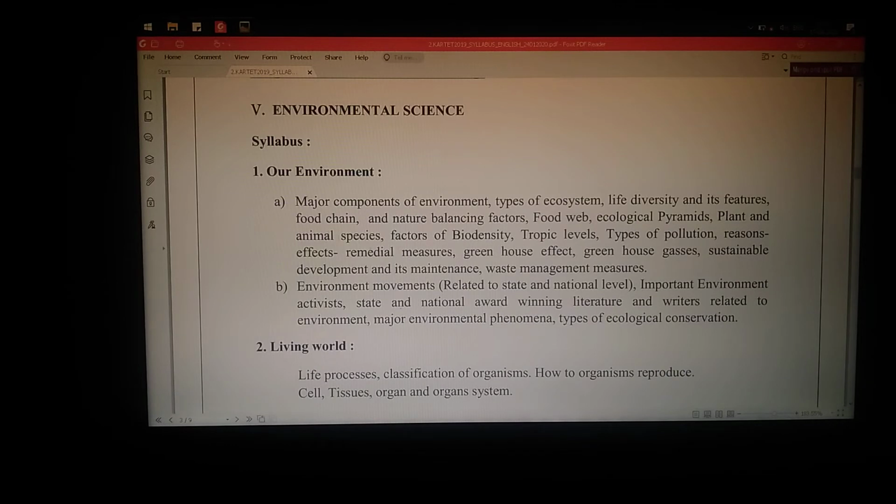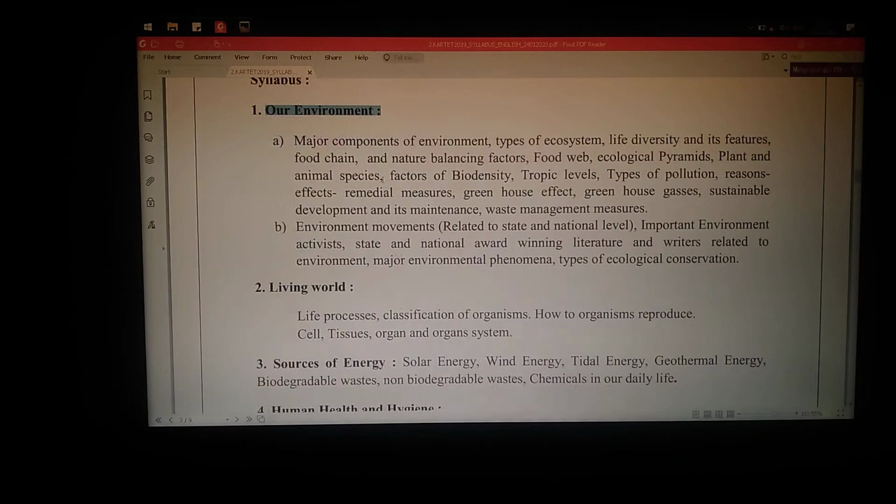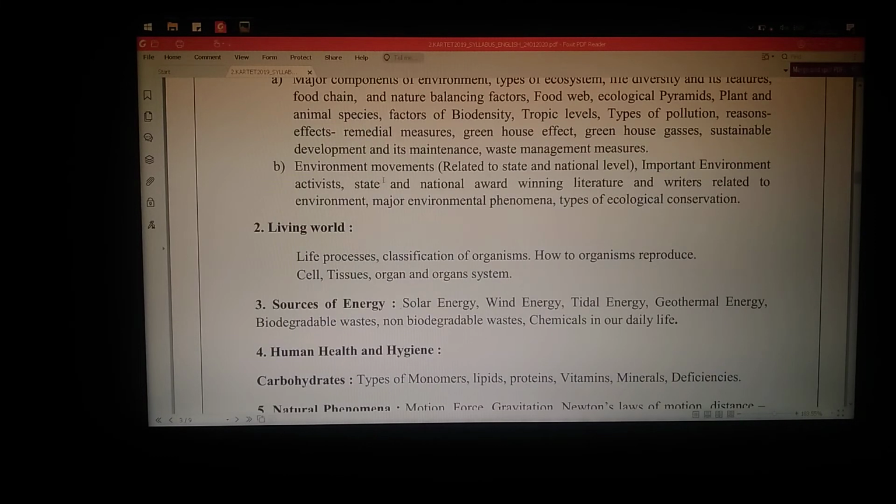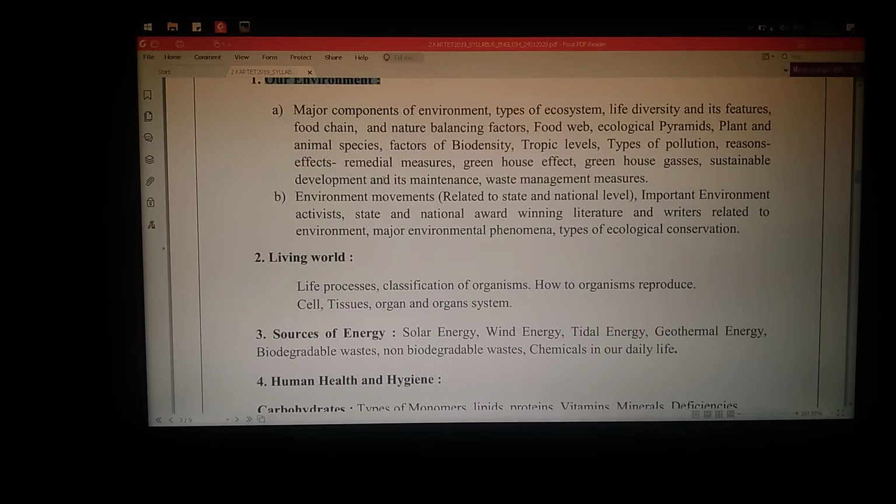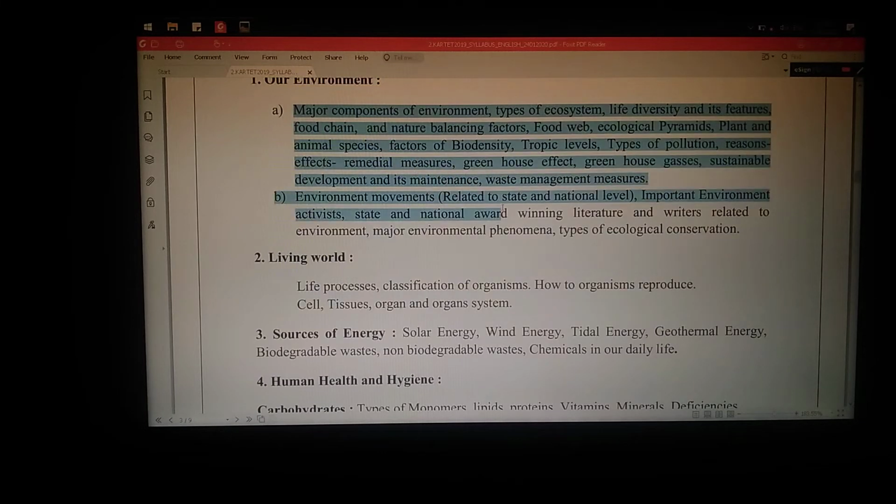Next is environmental science. This is the syllabus of environmental science. First is our environment, and next is the living world. Major components of the environment: ecosystem, diversity of features, food chains, and the nature of balancing food webs have to be understood clearly before going to the exams.